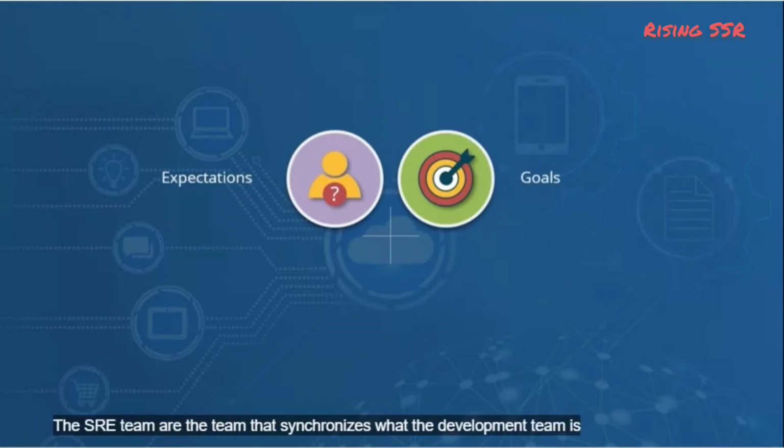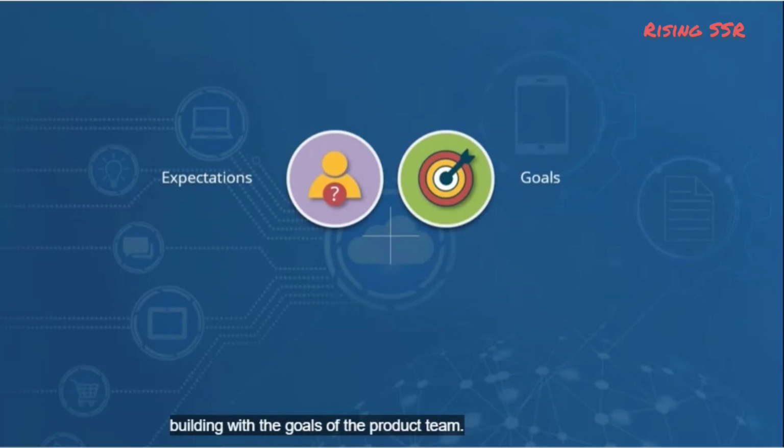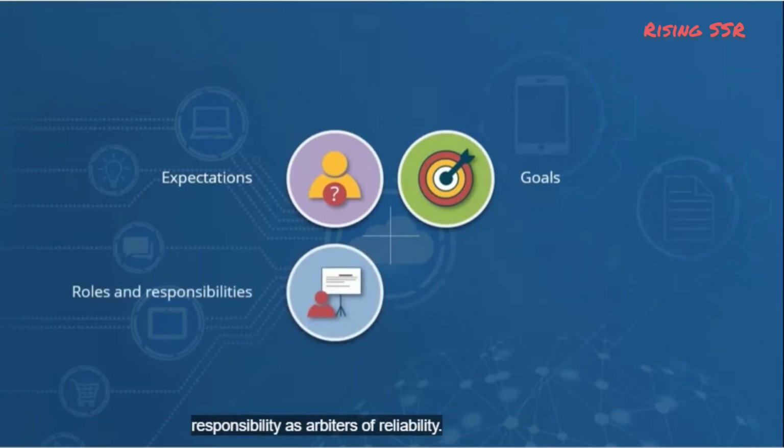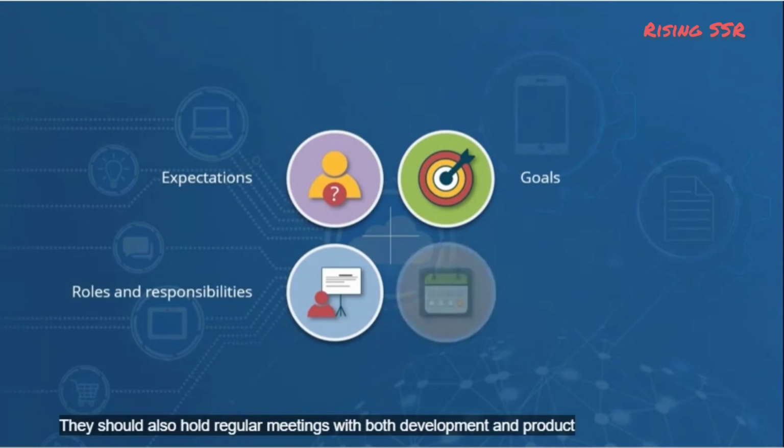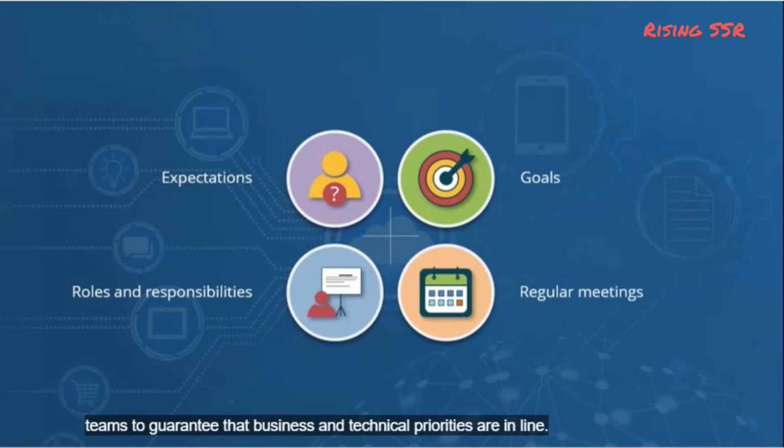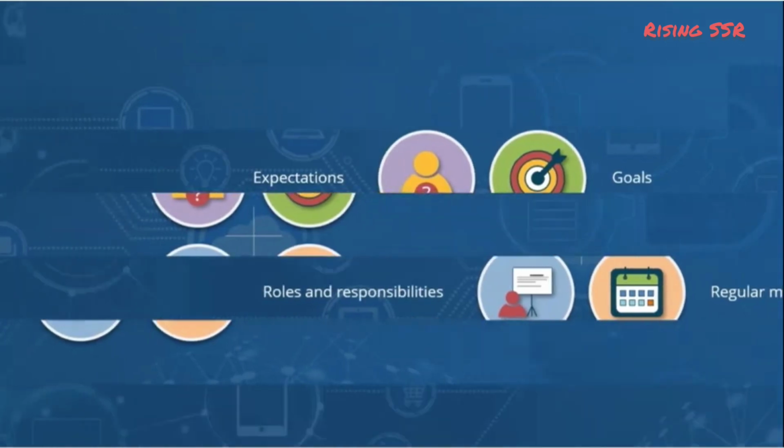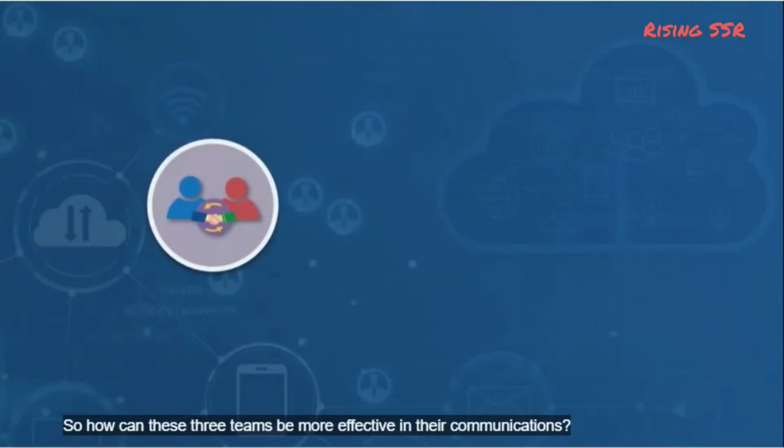The SRE team is the team that synchronizes what the development team is building with the goals of the product team. To achieve this, the SRE team needs to be clear on their roles and responsibility as arbiters of reliability. They should also hold regular meetings with both development and product teams to guarantee that business and technical priorities are in line. So how can these three teams be more effective in their communications?